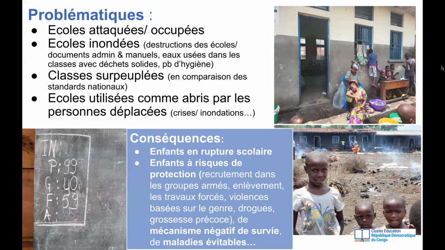As a result, here you then have children that are out of school, children that are left unprotected. That is, you may find them being recruited in armed groups, kidnapping, forced labor, gender-based violence, drugs, early pregnancies, and even negative survival mechanisms and preventable diseases. What do we mean here by negative survival mechanisms? You'd see youths, adolescents here who then go into sex work for survival.